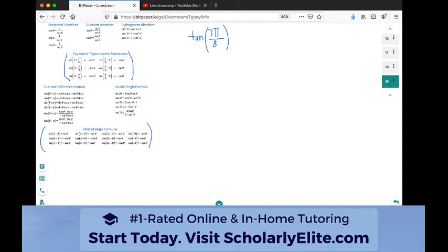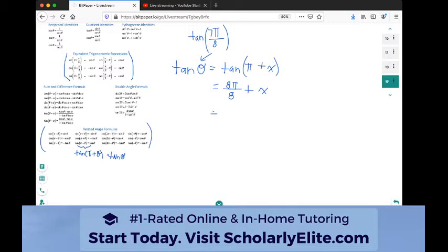This identity, which is tan of pi plus theta equals tan of theta. And so in this case, what I'm going to do is I'm going to say, well, tan of theta, which is 7 pi over 8, is equal to tan of pi plus x. And the way I can break that down is actually making pi into 8 pi over 8 plus x. Okay?